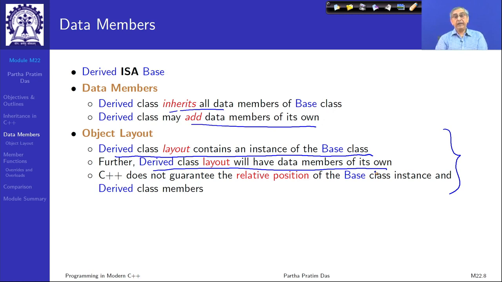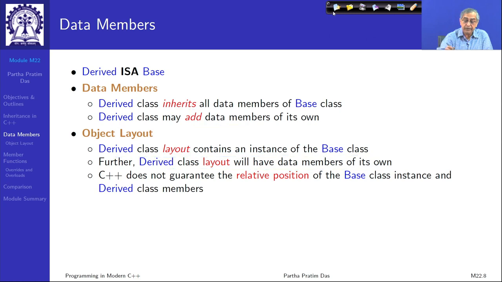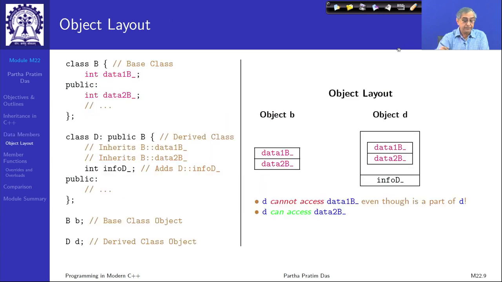Of course, in terms of the layout, the C++ standard does not guarantee the relative position of the base class instance and the derived class instance. That is, whether first the base class will be there, then the derived class will be there, or in some other form, that is not guaranteed. So, whatever we are presenting here is just what is commonly found. You can actually write a program to find out what the layout is. It is not difficult to do. You can just get addresses of different data members and you will know how they are laid out, but this is just indicative. Do not think that this is prescribed or mandated by the standard.